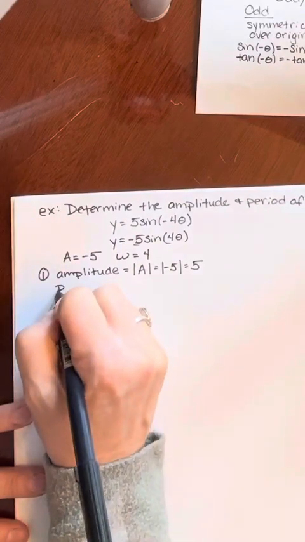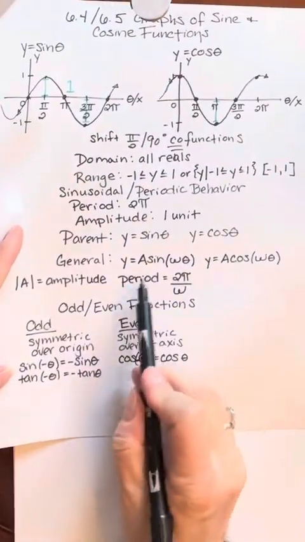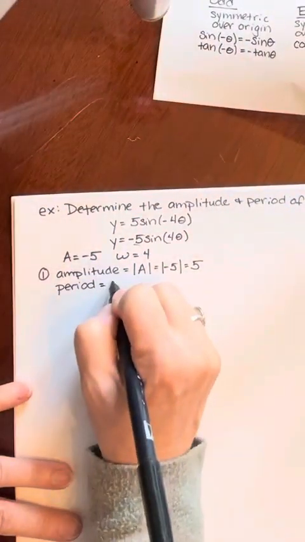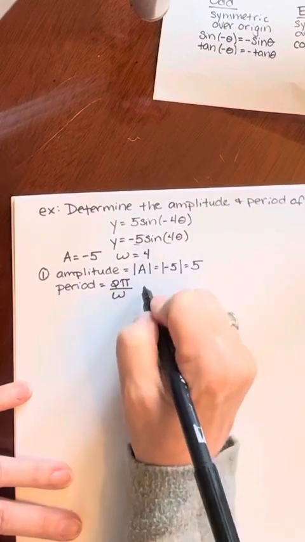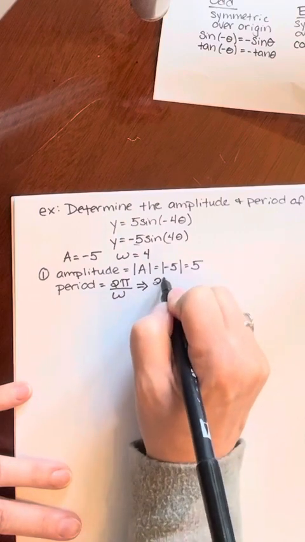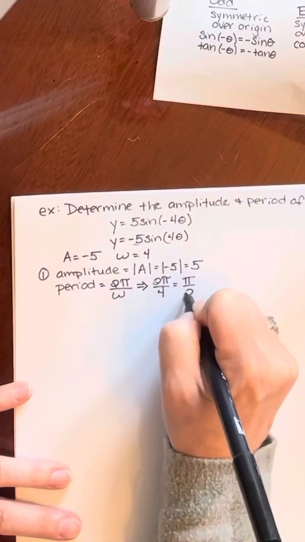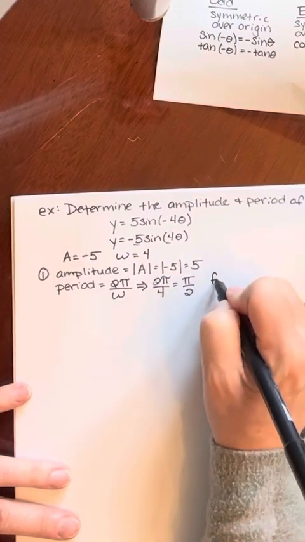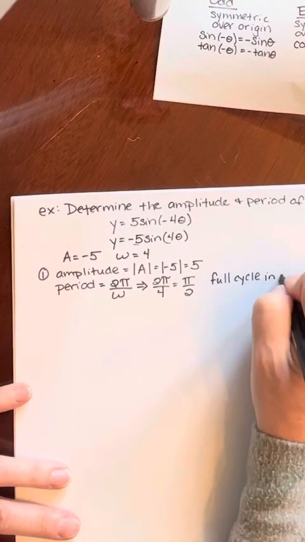And then let's look at the period. Period equals, looking back at our notes, the period equals 2 pi over omega. So 2 pi divided by omega, and in this case omega is 4. So we've got 2 pi divided by 4, which equals pi over 2. So that means you're going to have a full cycle in only pi over 2.